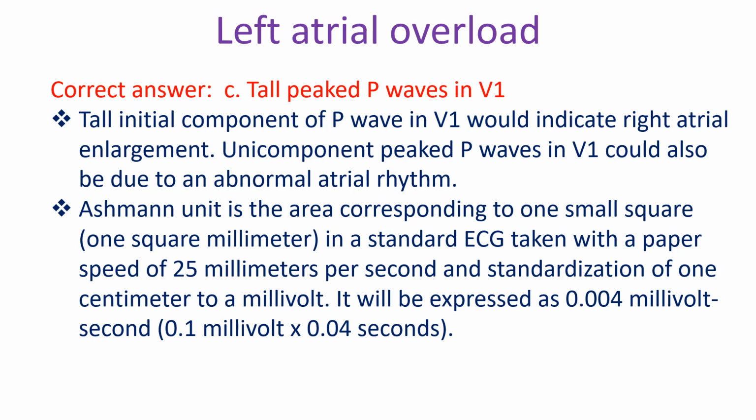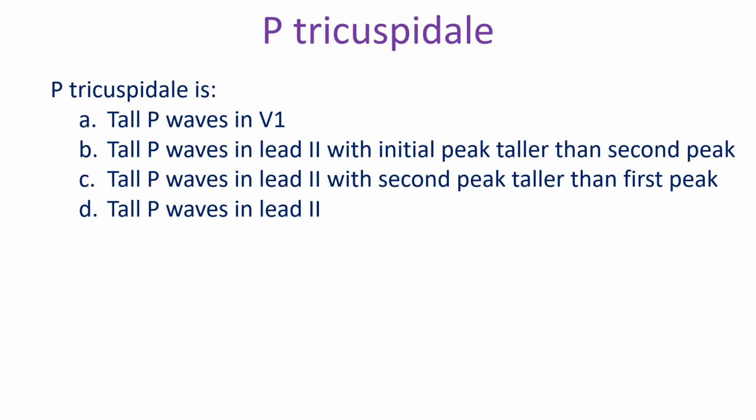Ashman unit is the area corresponding to 1 small square or 1 square millimeter in a standard ECG taken with a paper speed of 25 millimeters per second and standardization of 1 centimeter to a millivolt. It will be expressed as 0.004 millivolt second.